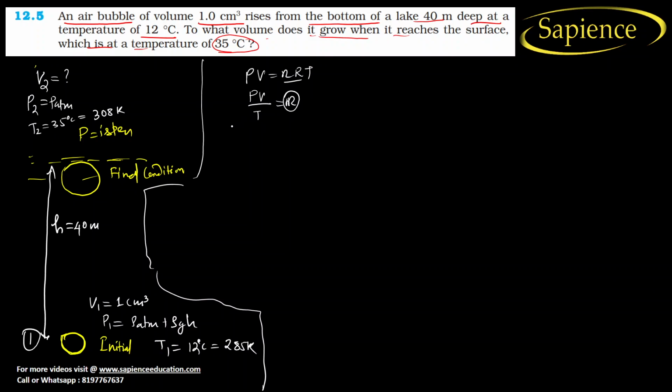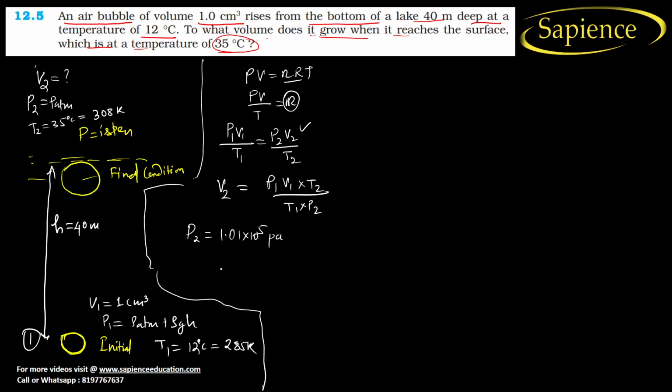So if nR remains constant, we can write P1 V1 divided by T1 is equal to P2 V2 by T2. Now our target is to find the volume V2. From here, V2 is equal to P1 V1 into T2 divided by T1 into P2. Now we don't have the value of P1. P2 is 1 atmospheric pressure, so this is 1.01 into 10 to the power 5 Newton per meter square, or Pascal.